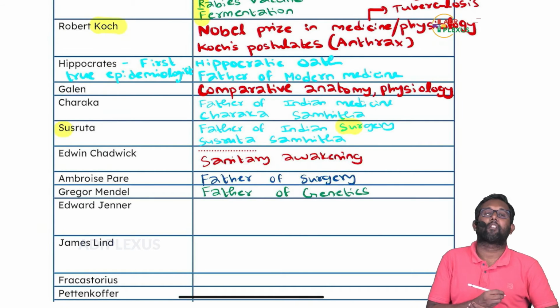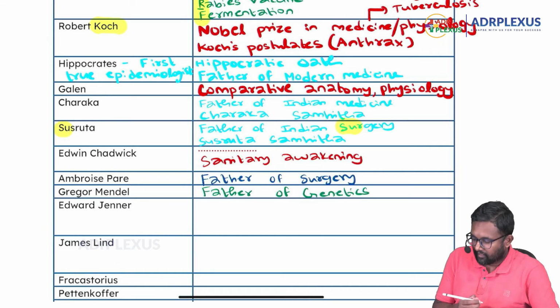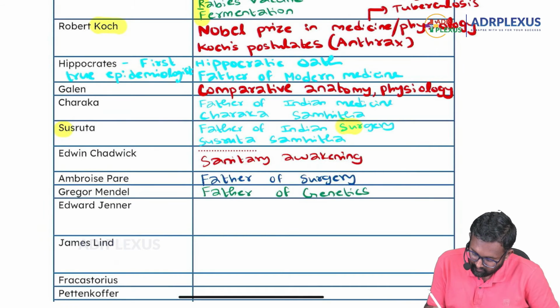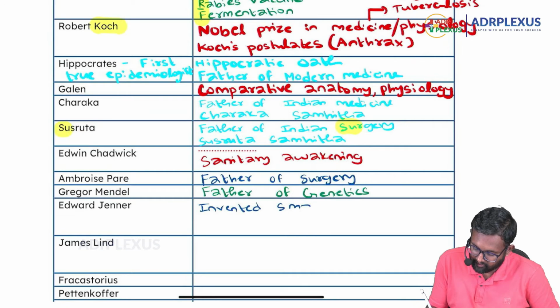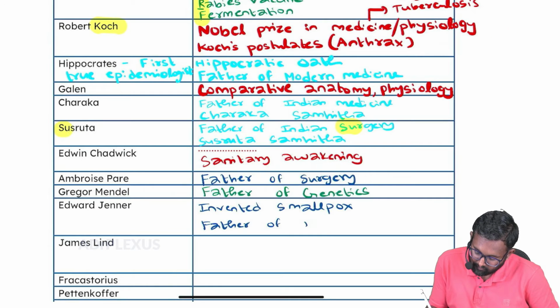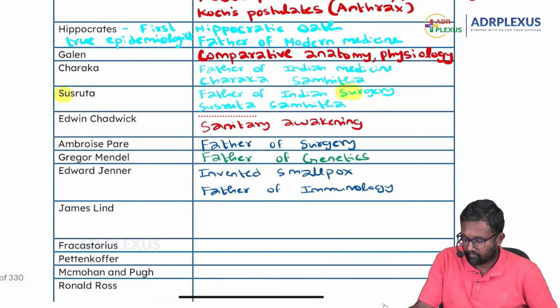So Edward Jenner, which vaccine did he invent? He invented which vaccine? Jenner. He invented what vaccine? Good, very good, Dr. Karan. Smallpox. So he is also called the father of immunology.